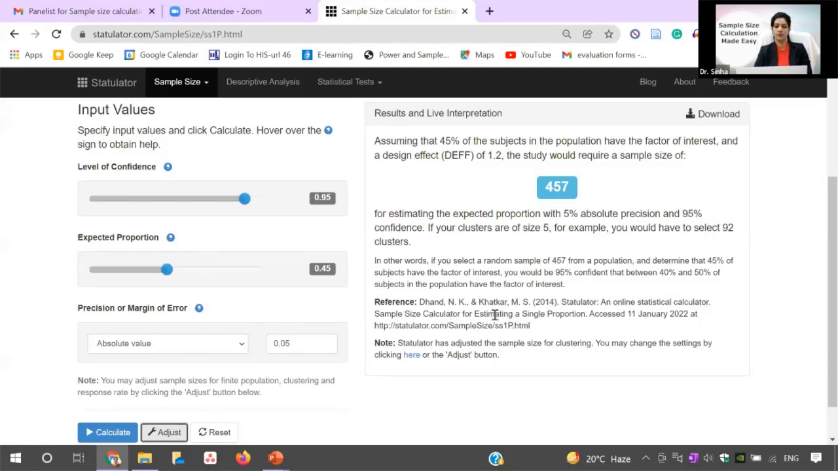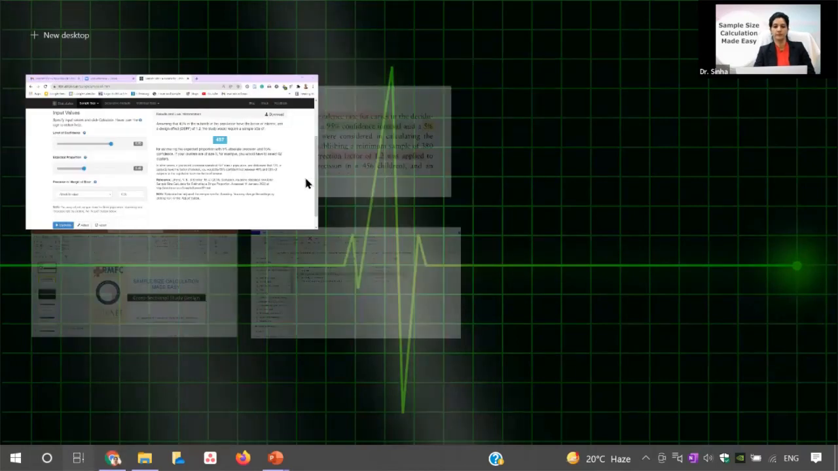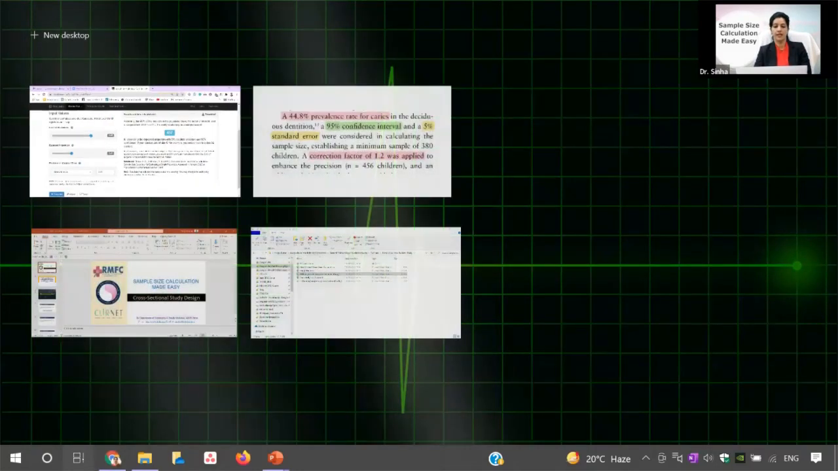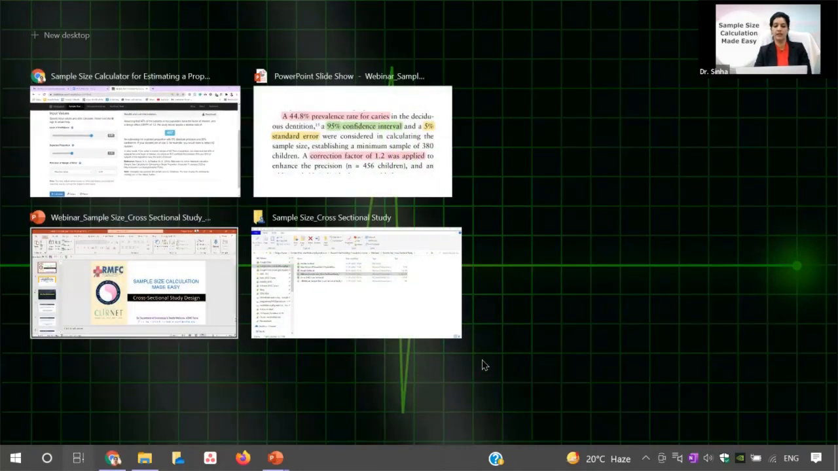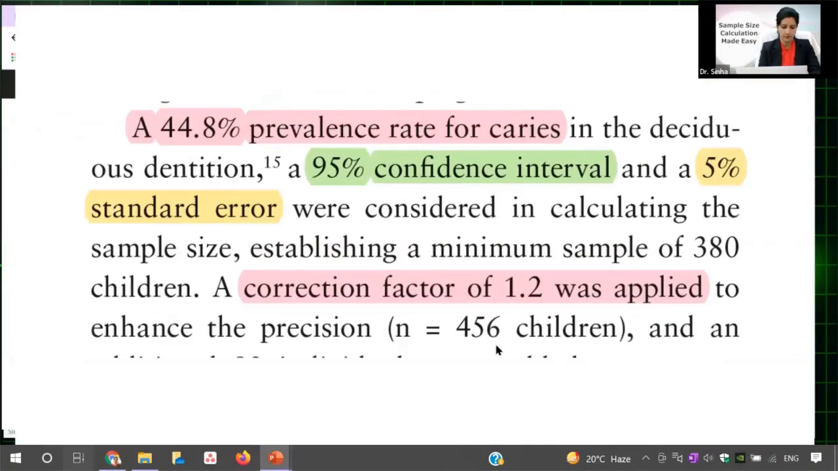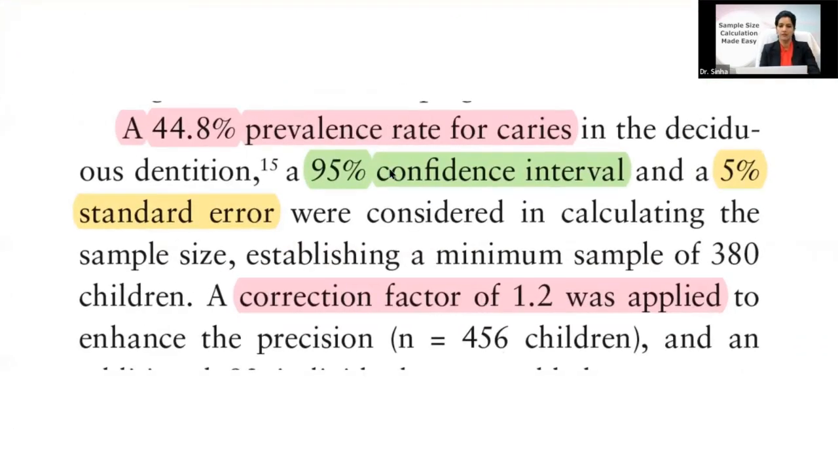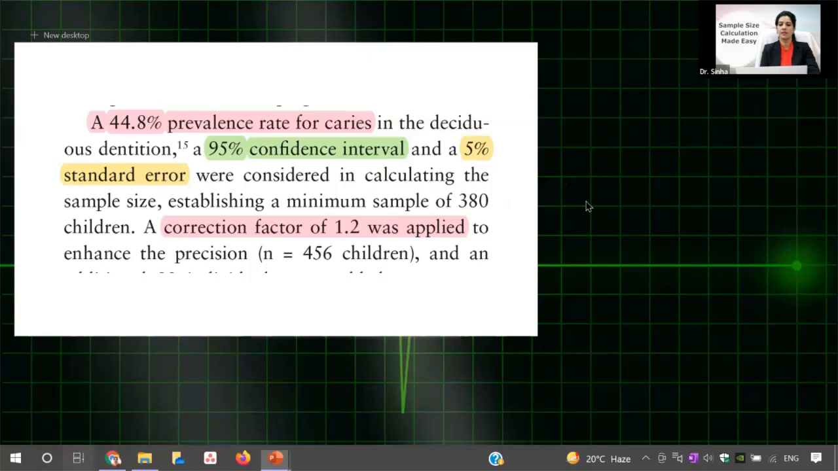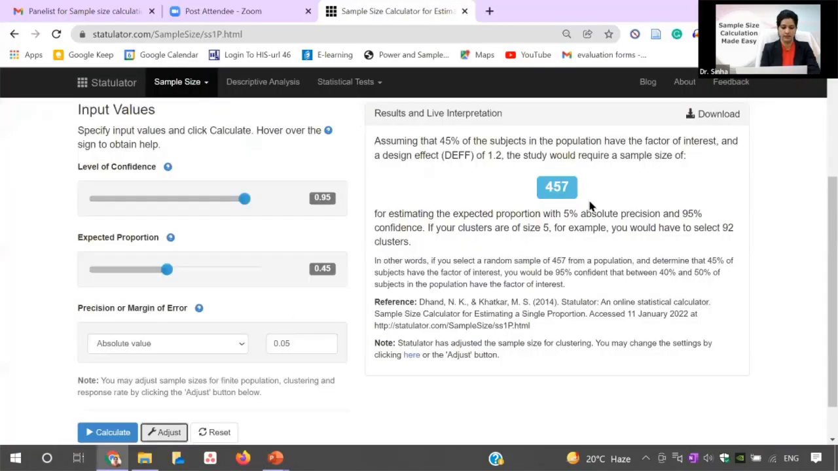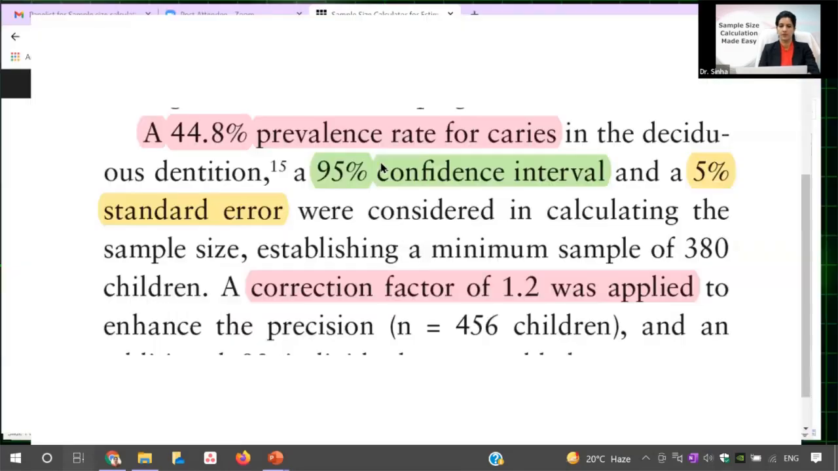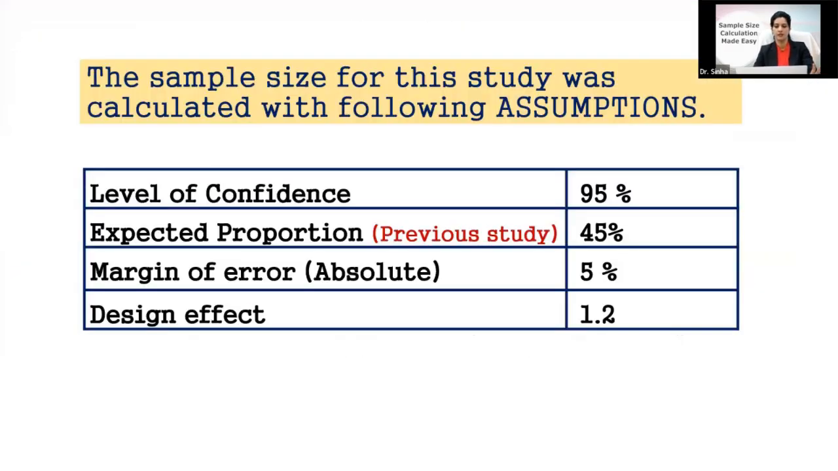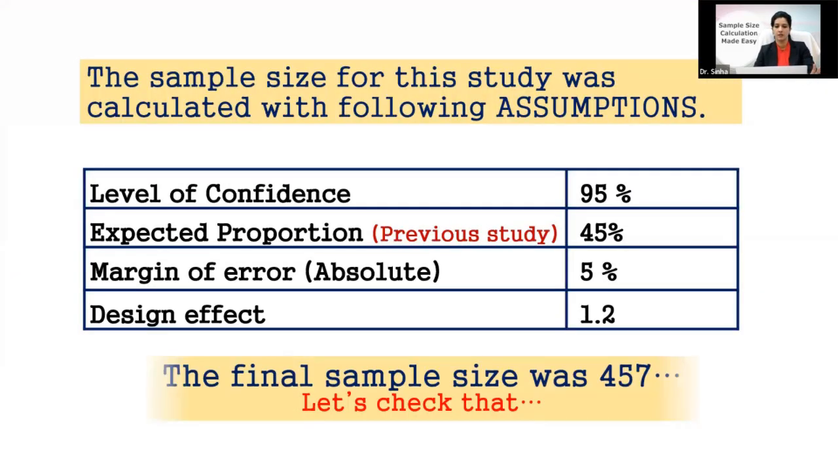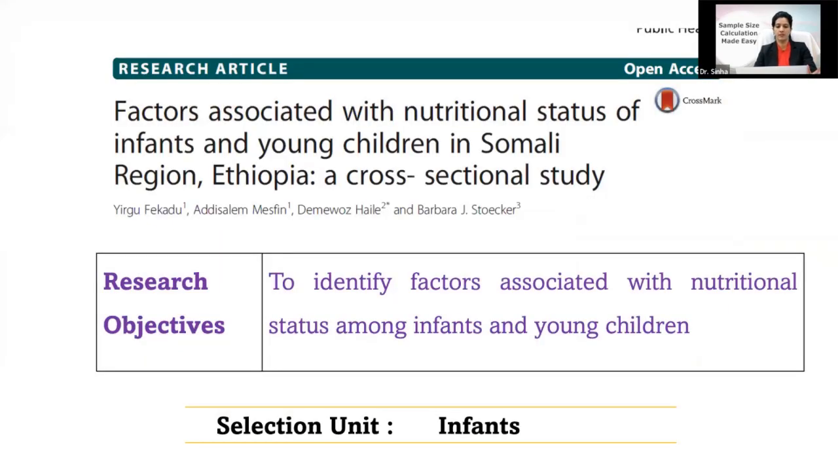So this was the demo. And now it's your time to do the exercise. You can see the author has calculated 456. And if you see the Statulator, we have also calculated somewhere around 457. So this was correct. This is again the same thing, so I'm skipping this.